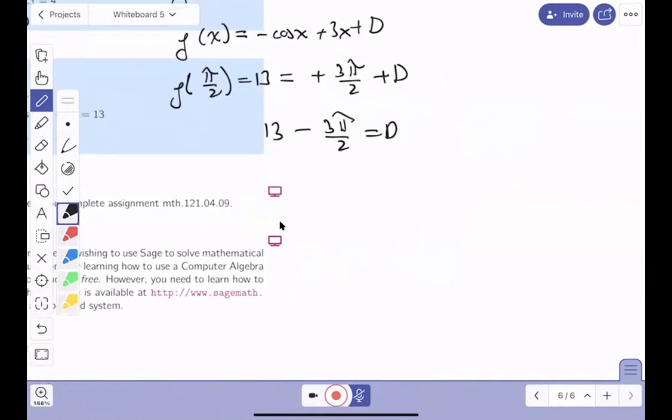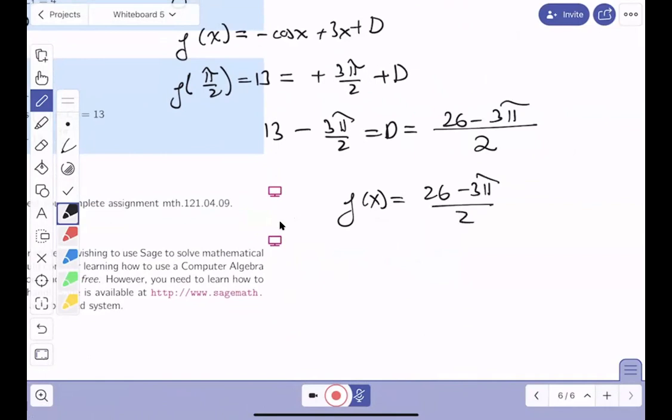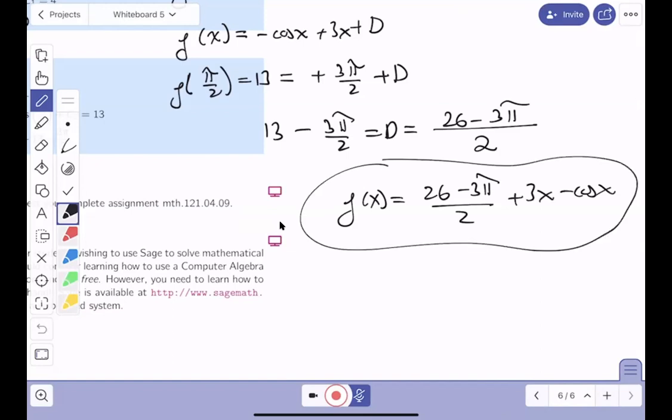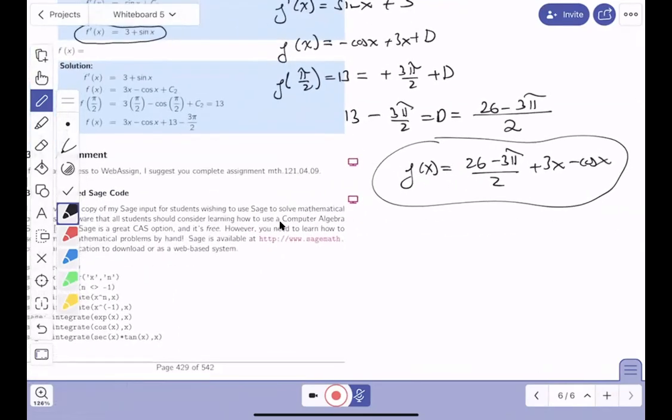I like to clean it up. And again, don't feel obligated to do so, but I like to clean things up. So it's going to be 26 minus 3 pi over 2. And let me write this down for you. So f of x would equal 26 minus 3 pi over 2 plus 3x minus cosine x. Let's look at the key, see how we did. And let's see if I'm seeing it. I'm seeing the 3x. I'm seeing the minus cosine x. Now they wrote it down as 13 minus 3 pi over 2, which is the same thing. So I feel good about that. And we're done. It isn't that bad, by the way.